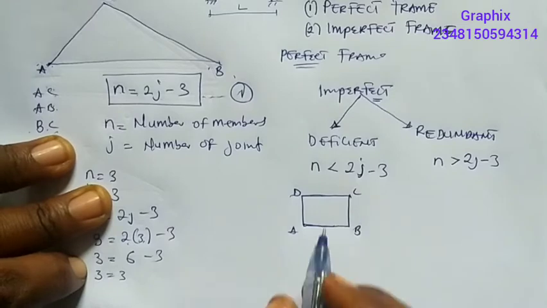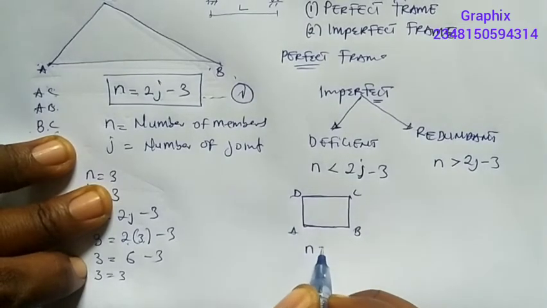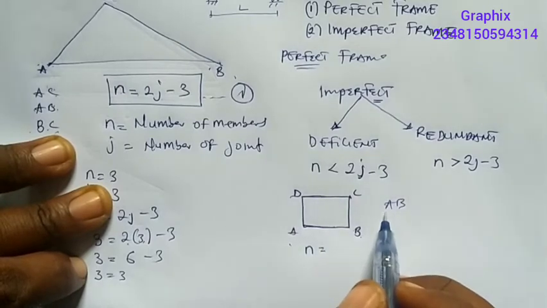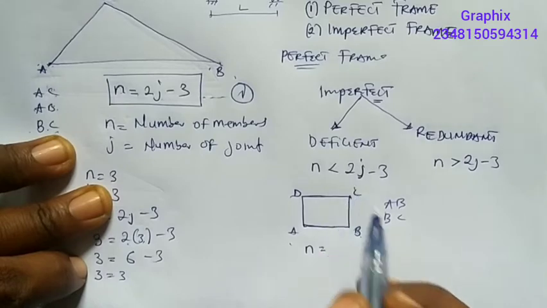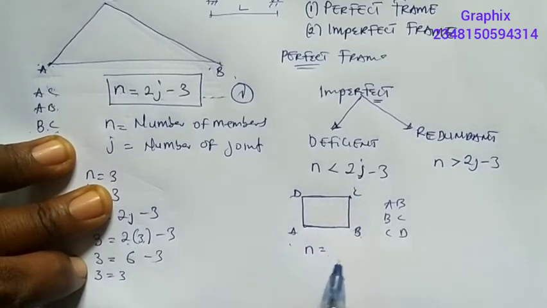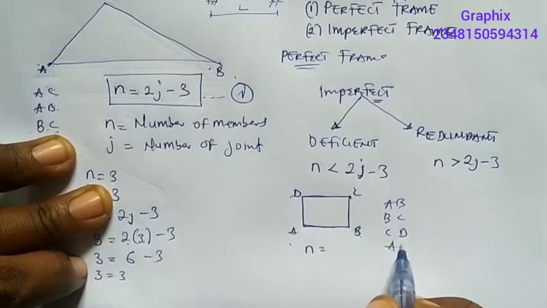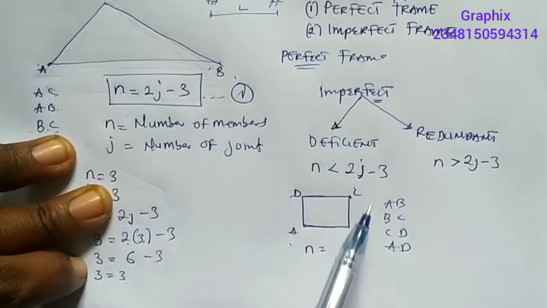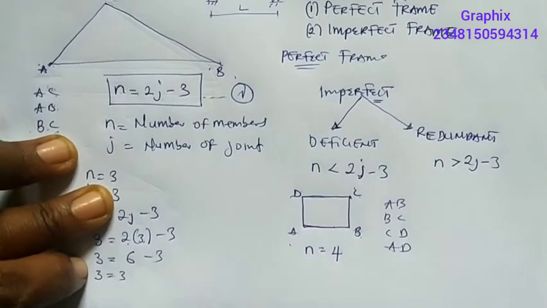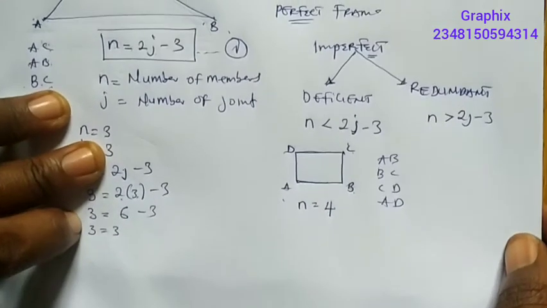Now in this case, my n, which is the number of members: AB is a member, BC is another member, CD is another member, AD is another member. So we have 1, 2, 3, 4. We have 4 members here. Are we good now? Now we're moving forward.